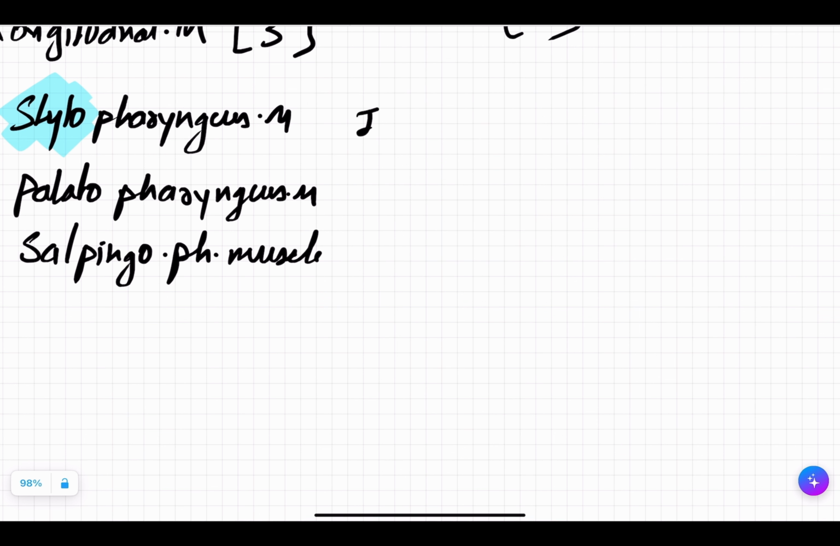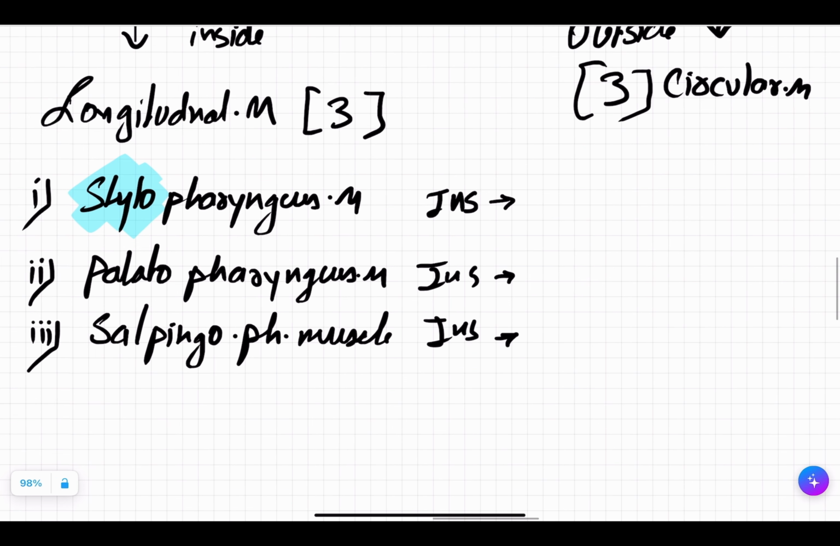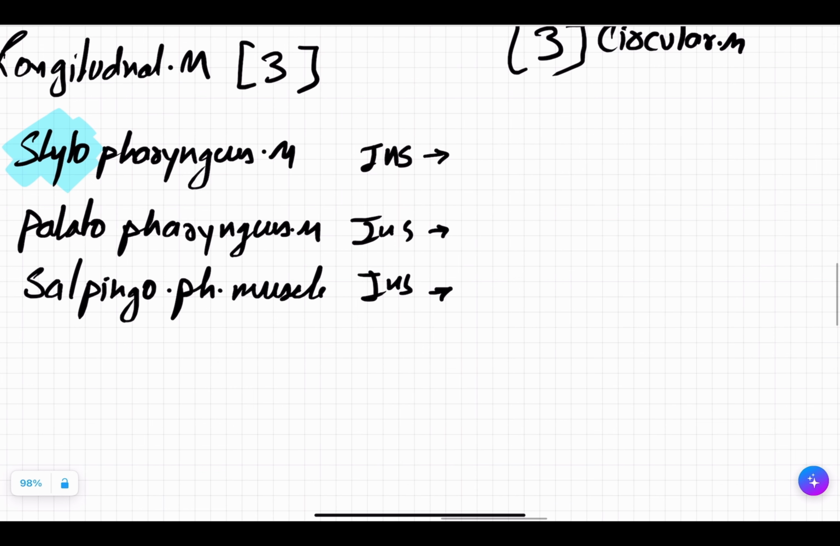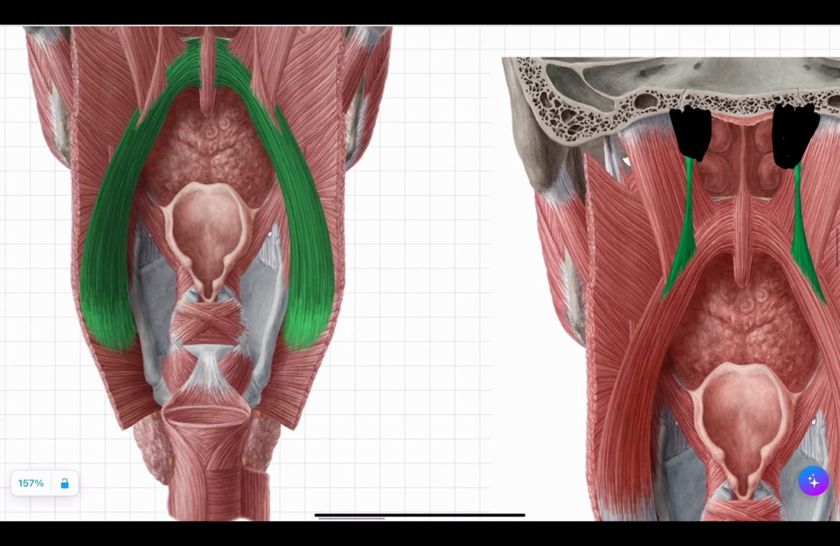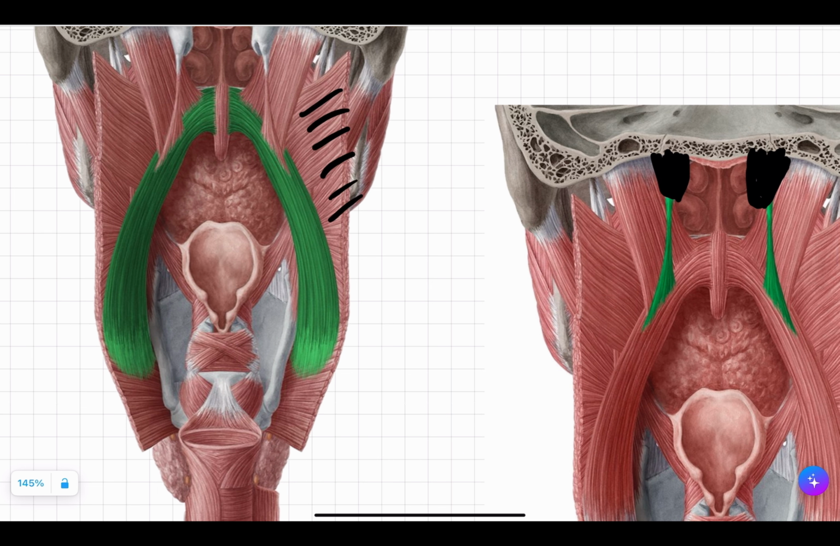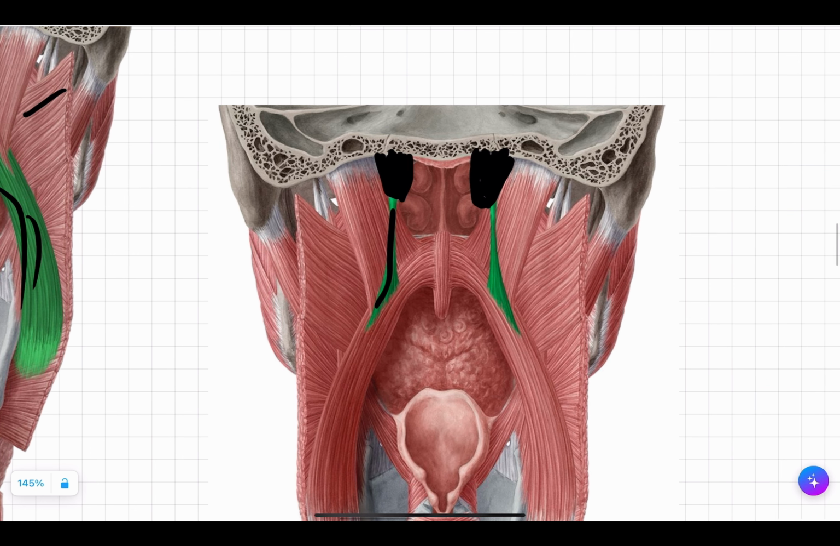Insertion, insertion, insertion, not ISS, it's INS for insertion. So what would be the insertion? Always remember they all insert on the pharyngeal wall. You see this muscle, it originated, these are your constrictor muscles. Where is it going? On the inside, because longitudinal muscles are present inside. And where are they going? They are inserting onto the wall of the pharynx. See this also, this is also inserting on the wall of the pharynx.